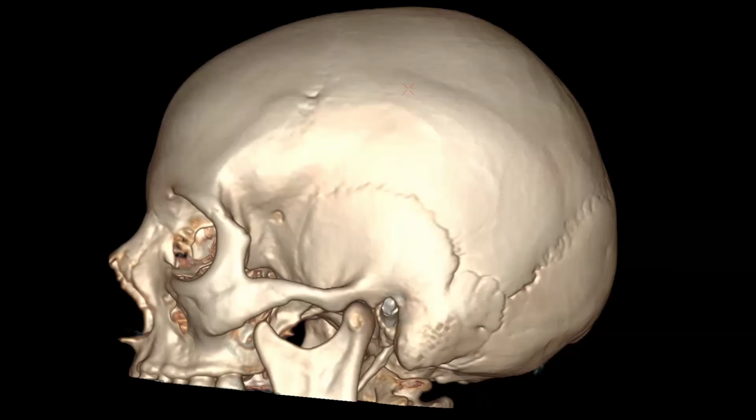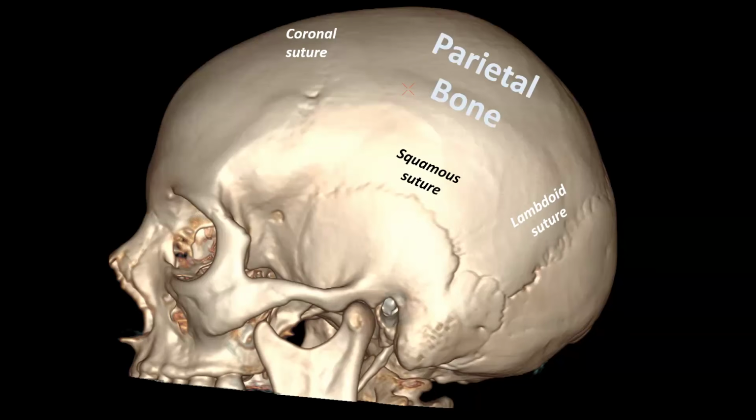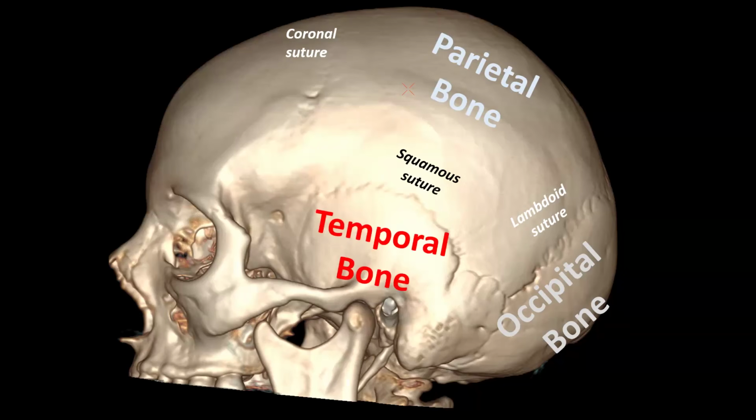The sutures can better be seen on three-dimensional reconstructions of the skull, and on this image we can clearly see the coronal suture. Over here we have the squamous suture, and here we have the lambdoid suture. And these sutures divide the several bones of the skull from one another. The biggest bone located between the coronal suture, squamous suture, and lambdoid suture is the parietal bone. Then we have the occipital bone at the back of the skull.